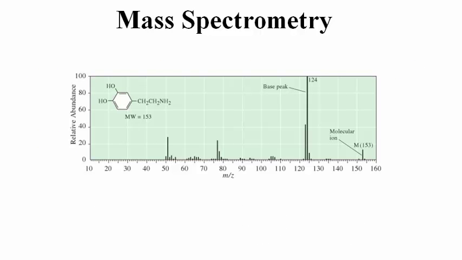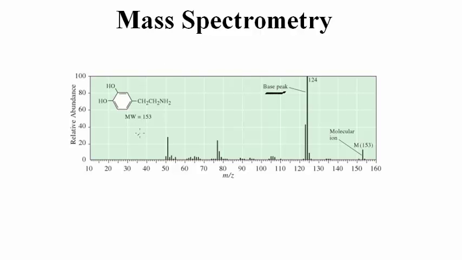I have shown here an example mass spectrum of the molecule dopamine. As I mentioned, you have plotted the relative abundance as a function of the ratio of mass to charge, m/z. The peak that results from the most abundant cation is called the base peak, and it's assigned an arbitrary intensity of 100. The relative abundances of all the other cations in the mass spectrum are reported as percentages of that base peak.